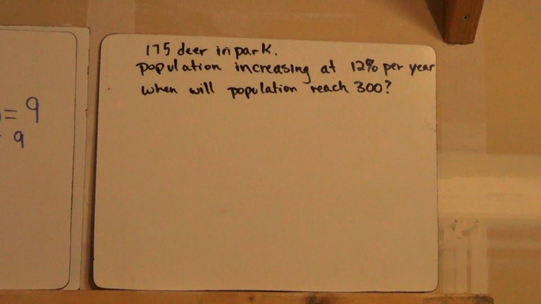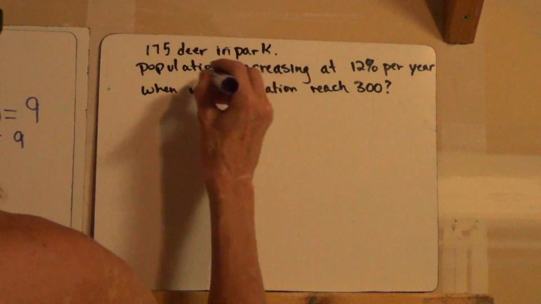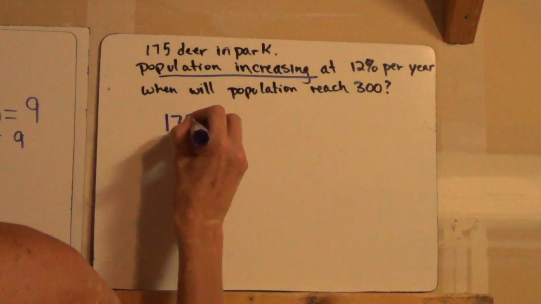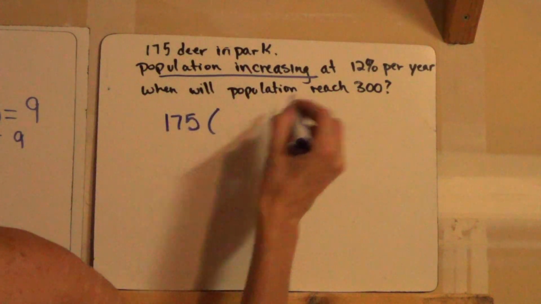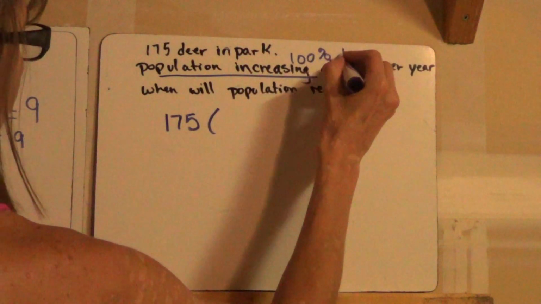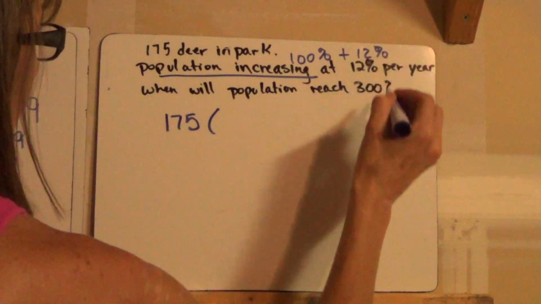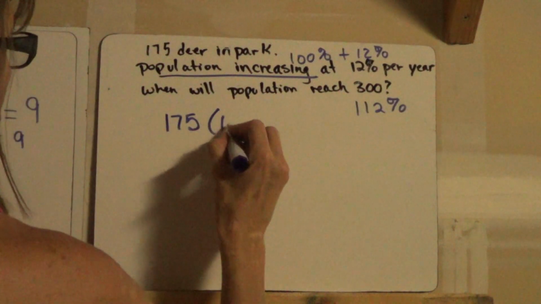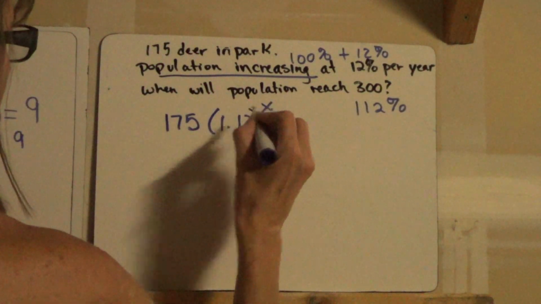Okay, now we've got a word problem here. 175 deer in the park. Population increases at 12% per year. When will the population reach 300? Well, hopefully this population increasing reminds you of a few days ago when we did increasing. So I hope you're saying, well, we start at 175 and we multiply by a growth factor of 100% plus 12%, because of the increase, would be 112%. Switch that back to a decimal, would be 1.12 to the x.